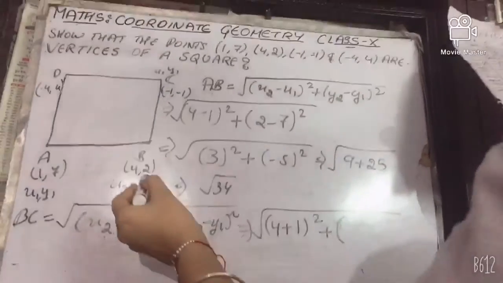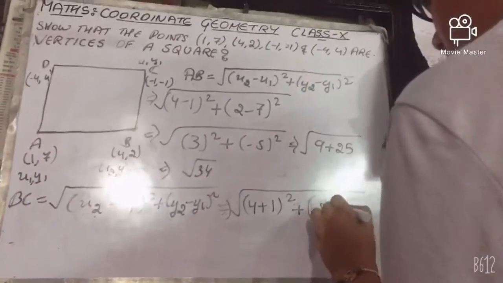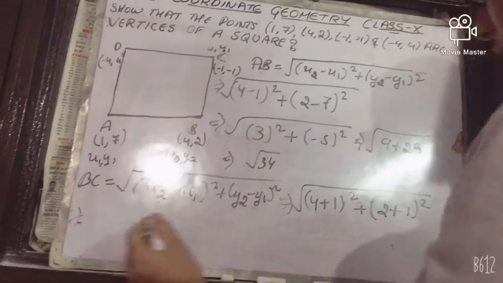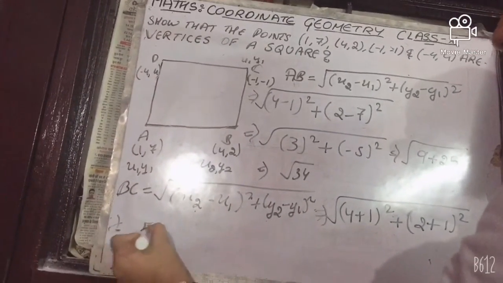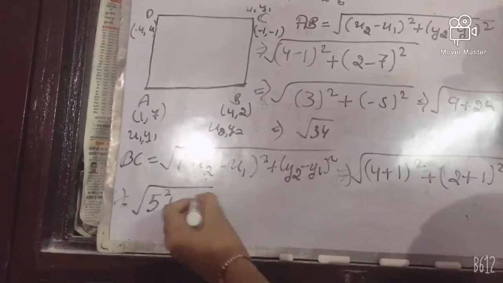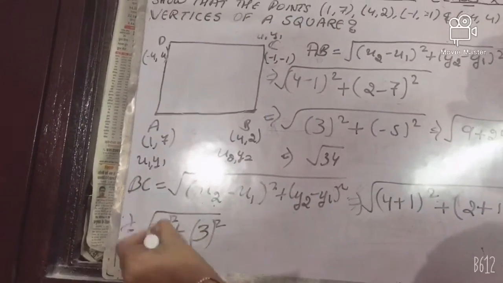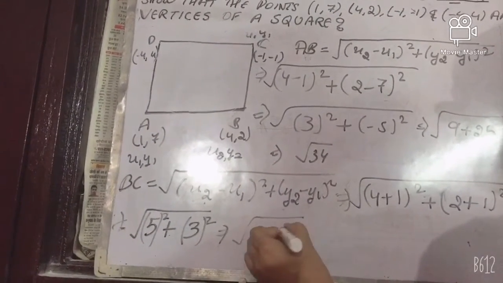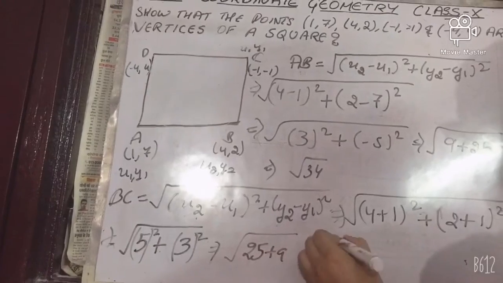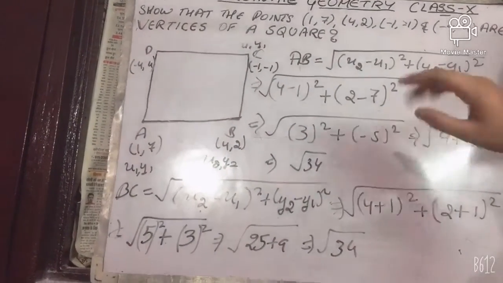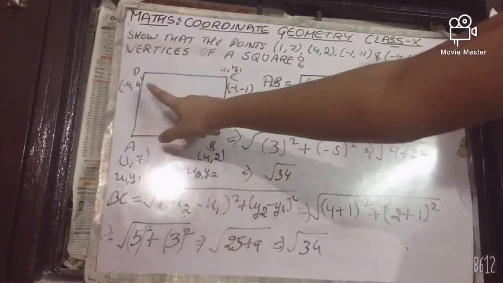So now here 2, and again it will be plus because it was minus, it is minus plus. So now it is 5 plus 3, and 5 square, 3 square, and then we will get 25 plus 9, that is root 34. So now I think you can do the other sides; I am going to tell you about this side and this side.